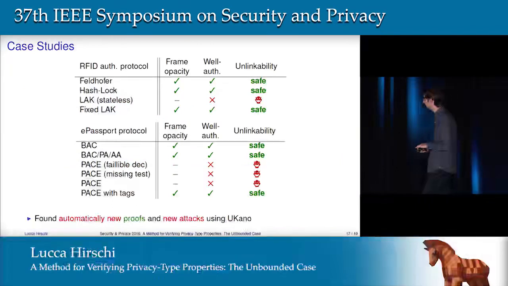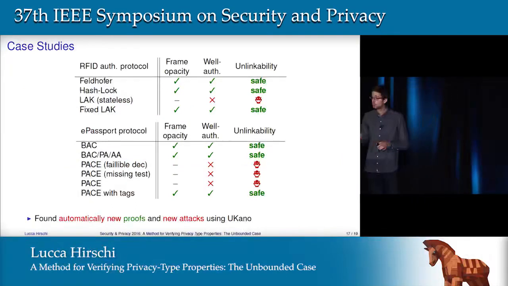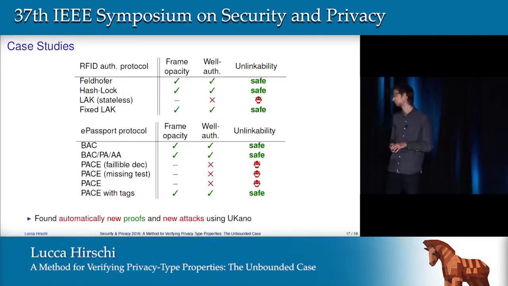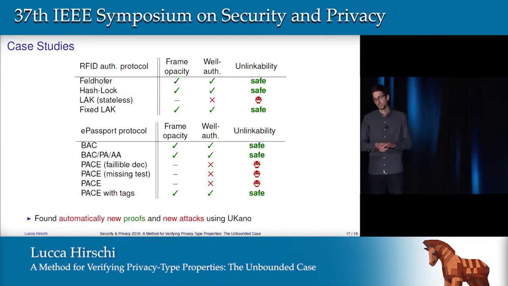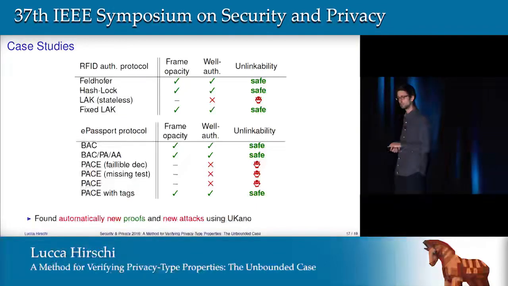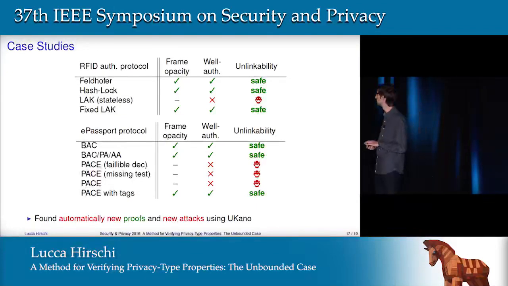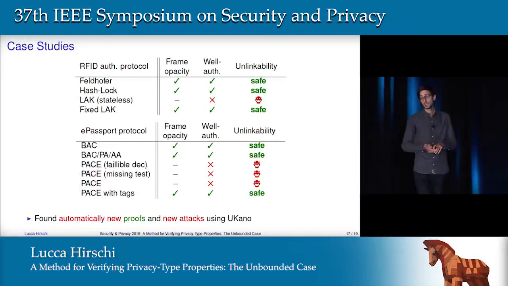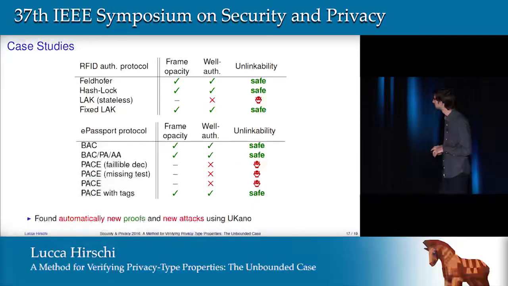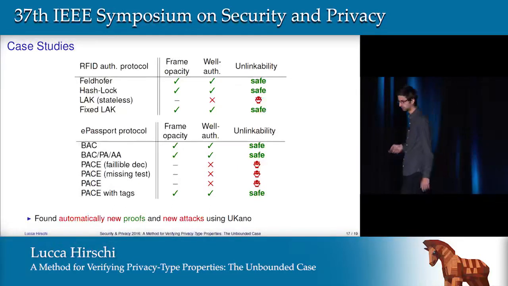And finally, we applied this tool and our methods to a bunch of RFID protocols, and we obtained new proofs and we found new attacks. So notably, we have shown that the basic access control protocol in ePassport is safe, is unleakable, and we found an attack on PACE. And all those results are new.